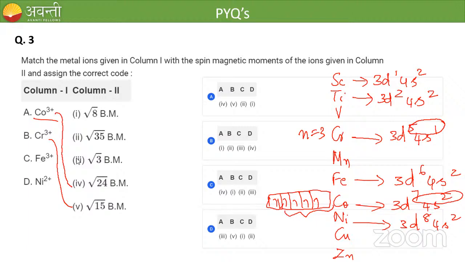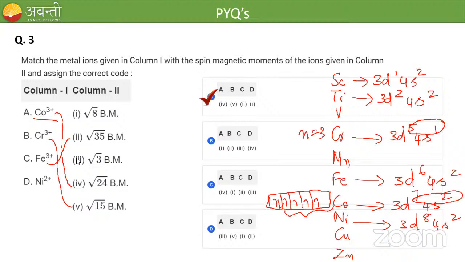Yeah, very good. Option A is the correct answer for this question. You can check for the remaining also. Iron 3 plus means you will have 3d5. So 5 means it is root 35. So C will go to 2, and nickel 2 plus will have 3 unpaired electrons.